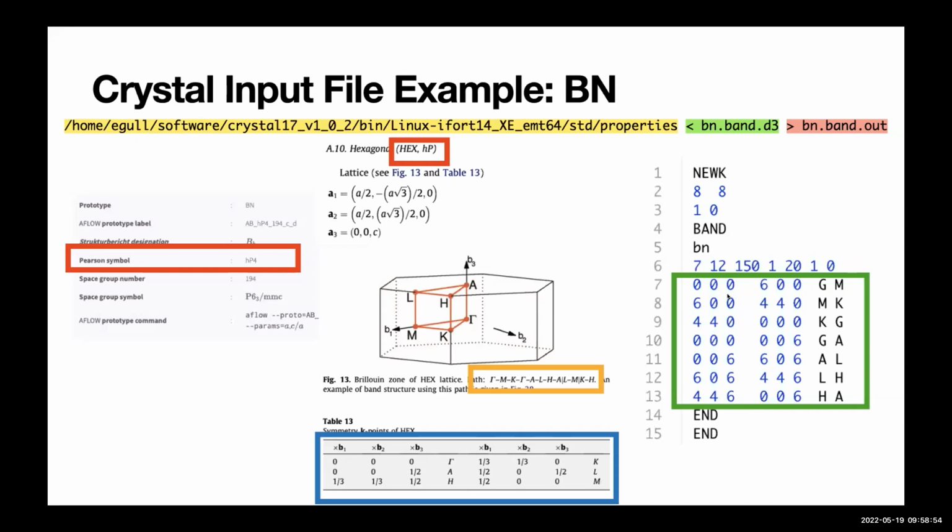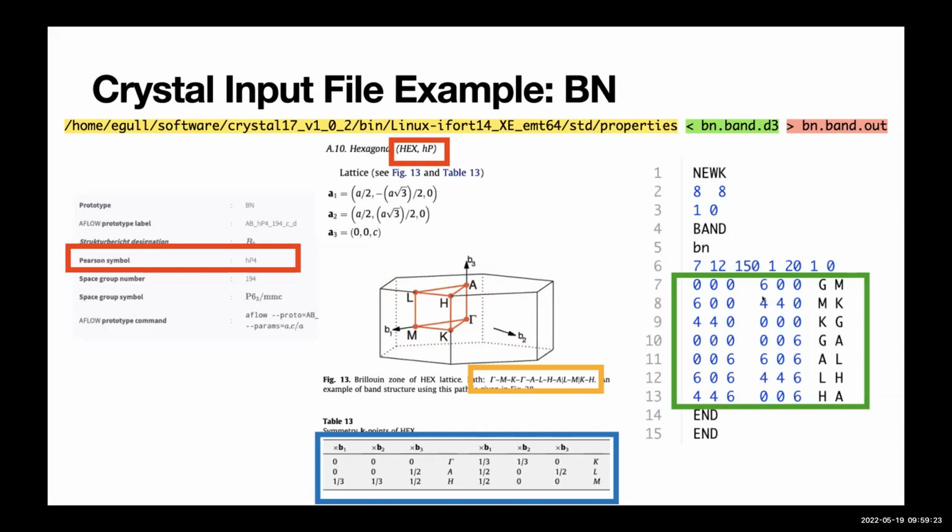So 1/2 times 12 is 6, so I put 6 here. And for example, I have a k point, 1/3, 1/3, 0. Times 12, I have 440 in the input file. CRYSTAL does not accept fractional or floating numbers.